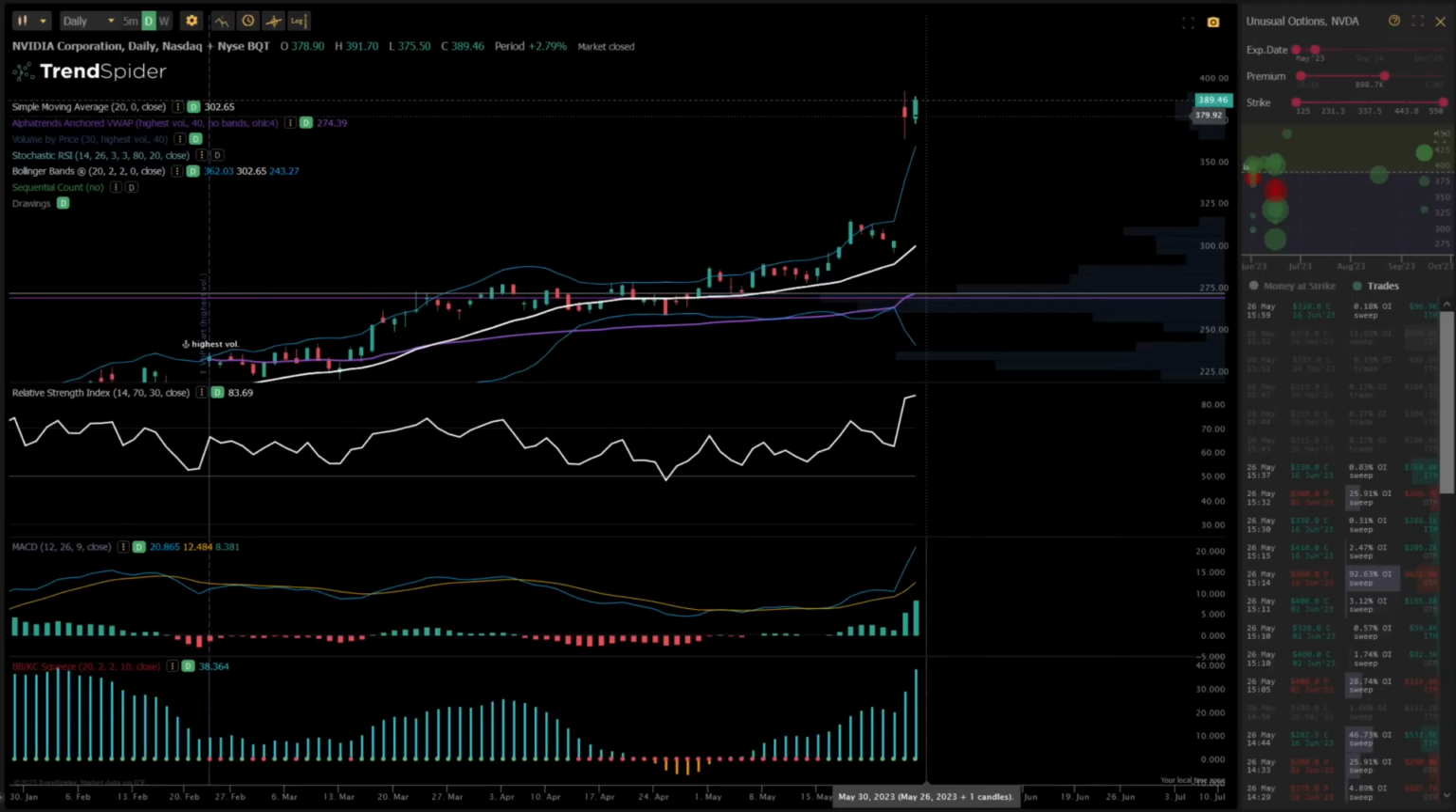Do not short this stock just because it's going higher. Everything on this chart, even though it is extended, tells us it's still bullish, which more than likely means even if we don't go up, we're more than likely just going to go sideways.